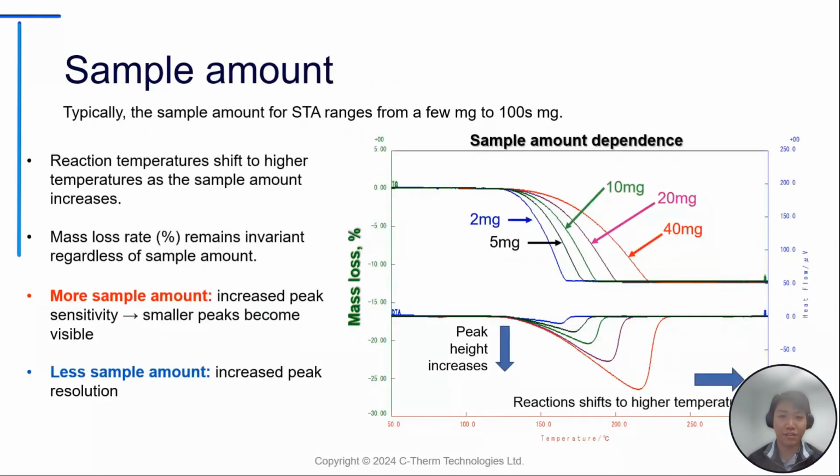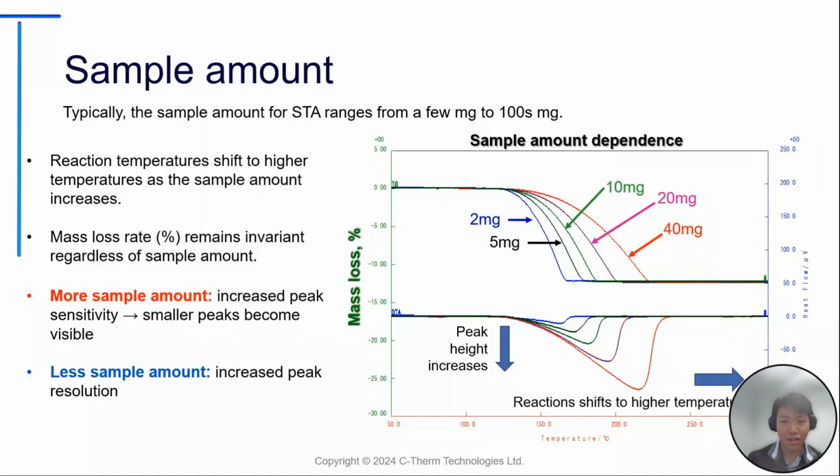So next I'd like to talk about the amount of sample to use in an STA measurement. The typical amount of sample used for STA measurement ranges from a few milligrams to hundreds of milligrams. You can see the effects of increasing sample amount in the plot shown here. Essentially, the reaction temperature shifts to higher temperature as you increase the sample mass because of its higher thermal mass and therefore higher thermal inertia. But although you can see this tendency, the onset of the reaction will still remain the same.